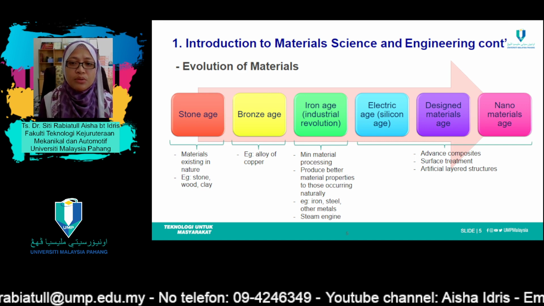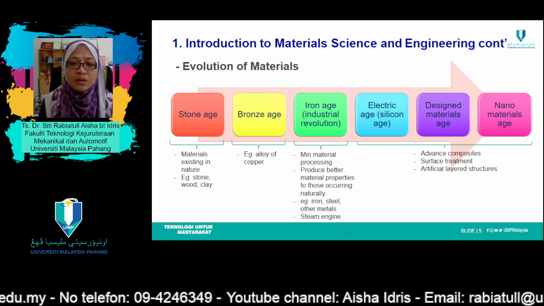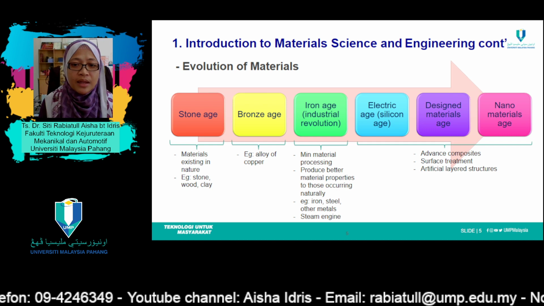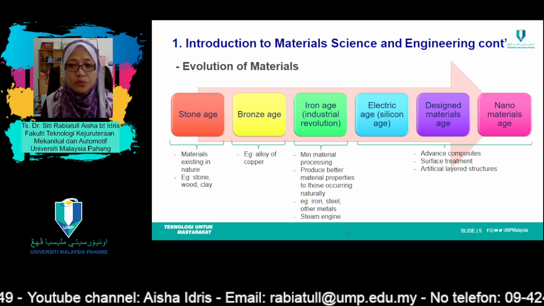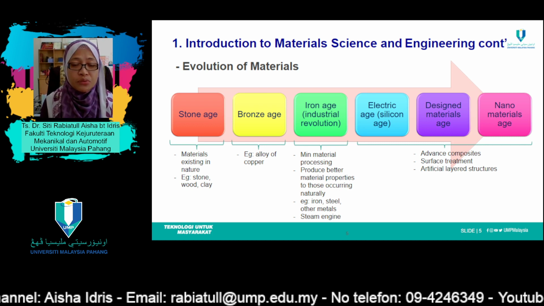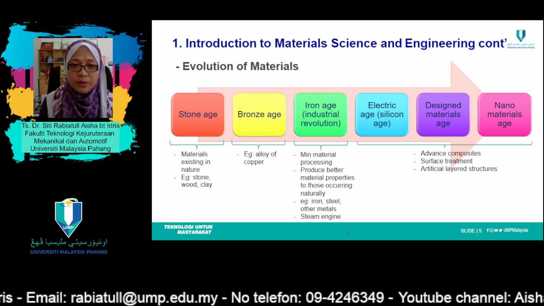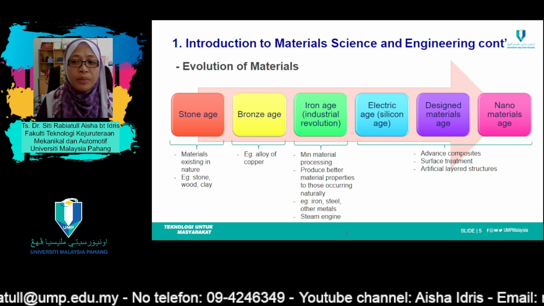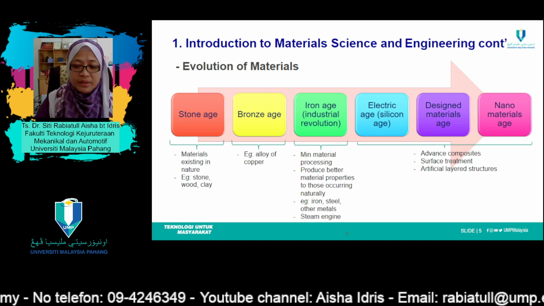But before that, let's look at the evolution of materials, whereby it started from the Stone Age, with the materials that existed during that day such as stone, wood, clay, and so on and so forth. And then it moves to the Bronze Age, the Iron Age, also known as the Industrial Revolution. And finally, until today, the materials that we can find are nanomaterials. So right now is actually the nanomaterials age.